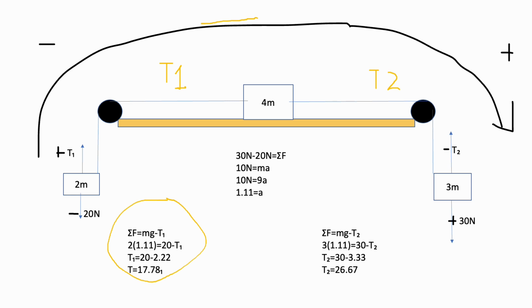Over here, you do the same thing with different values, 3 as your m value, and then you get 26.67. And so we find out that T2 has more tension. And that's about the presentation.